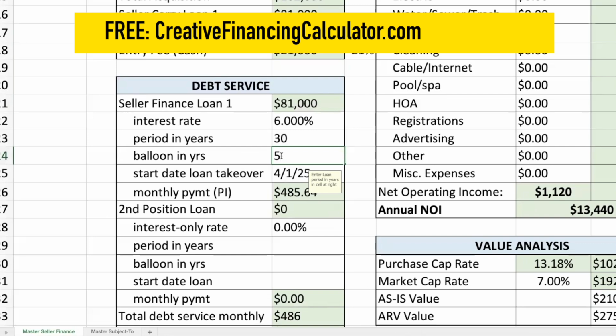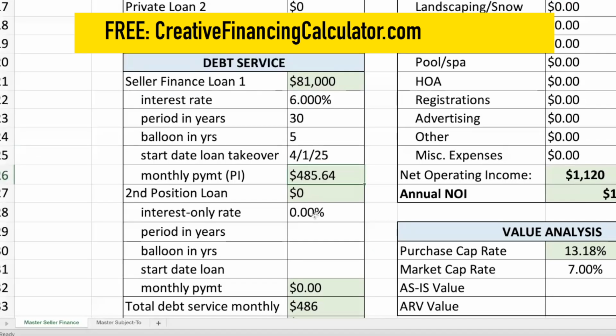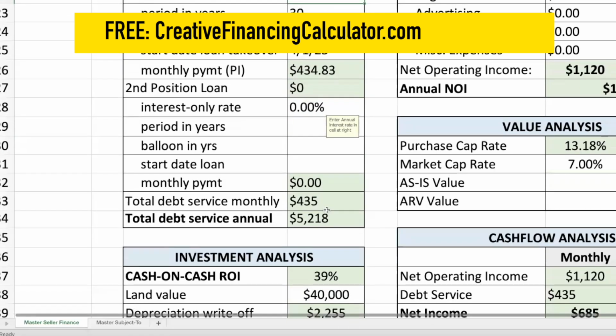It's basically, they don't want to stay in the deal for the full 30 years. So after 5 years, you'd have to sell it and pay it off, or refinance and pay it off. So that means that payment is $485 monthly on an $81,000 loan at 6%. Well, what if we put it at 5%? Your payment just dropped to $434 a month. We play with stuff to see what we're going to come in at.